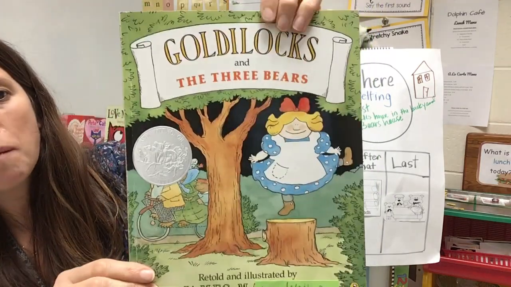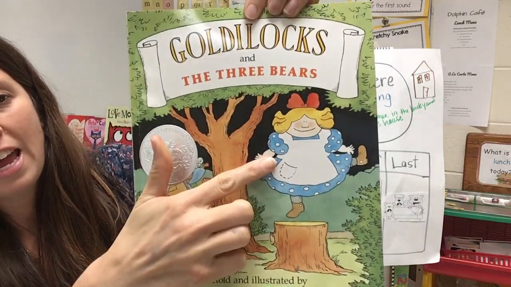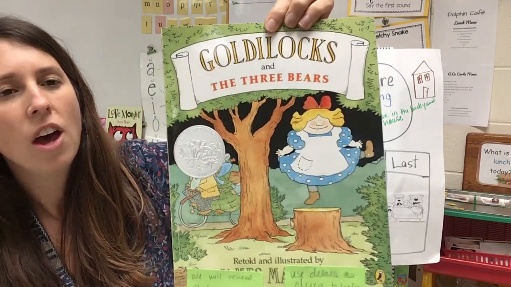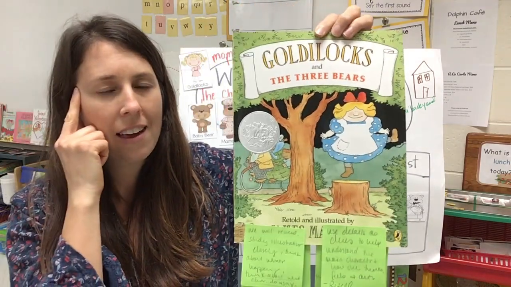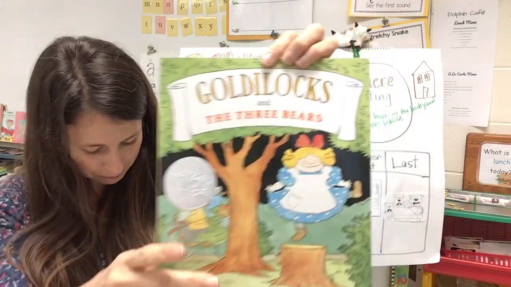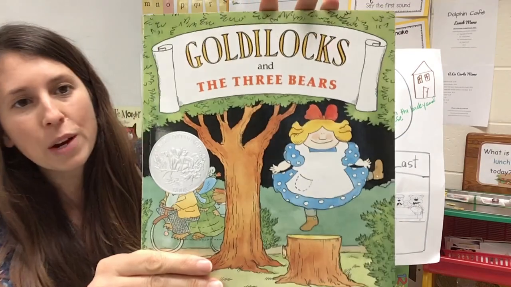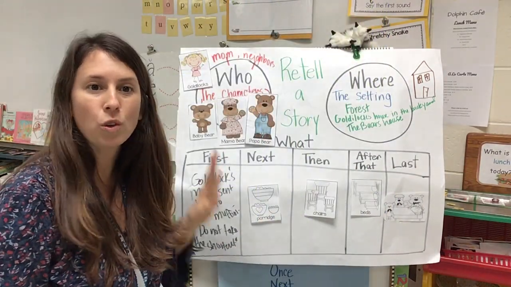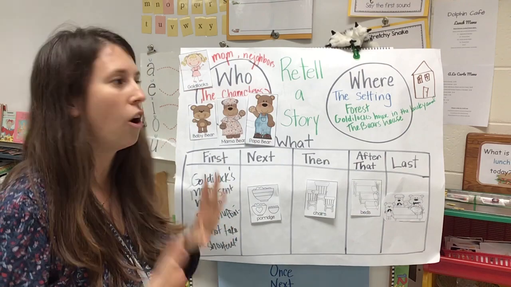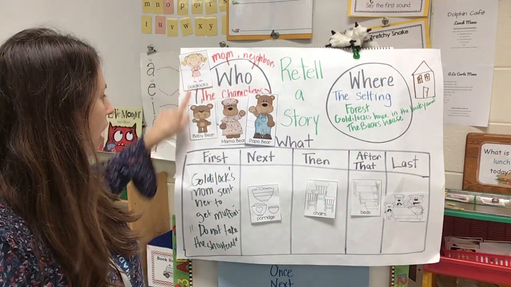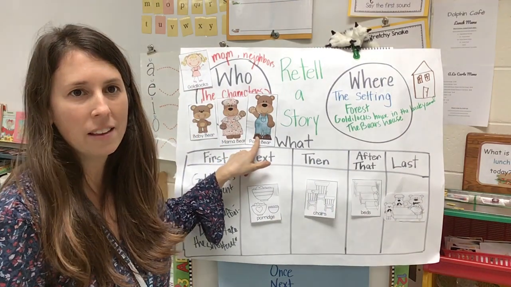We're going to think about the main character, and we're going to use the pictures as clues to decide what is she thinking, how is she feeling, and why is she doing what she's doing. All right, before we reread, let's reconnect to this story. Last time we made this great chart where we wrote down all of our thoughts. So who is in this story? Goldilocks and the Three Bears, that's right.